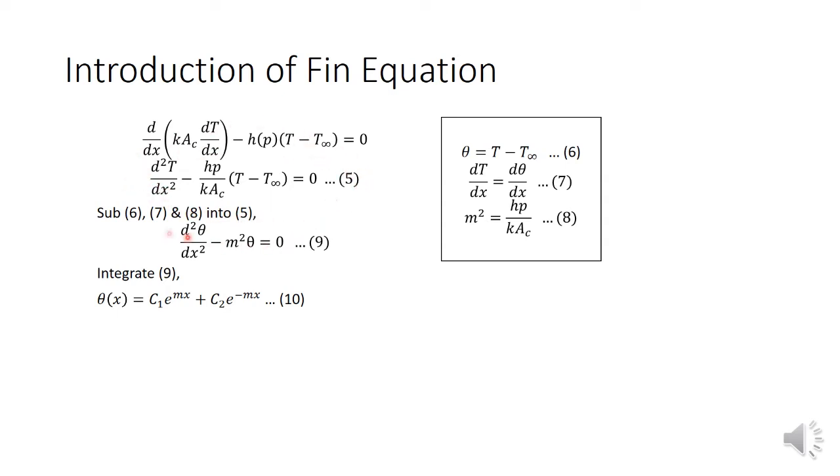After that, we substitute equations 6, 7, and 8. This is the general equation, where theta equals T minus T infinity, dT/dx equals d theta/dx, and m squared equals hP over kA. So we can form this general equation and integrate it, and we get the general equation we will use. After this, we derive the equations.